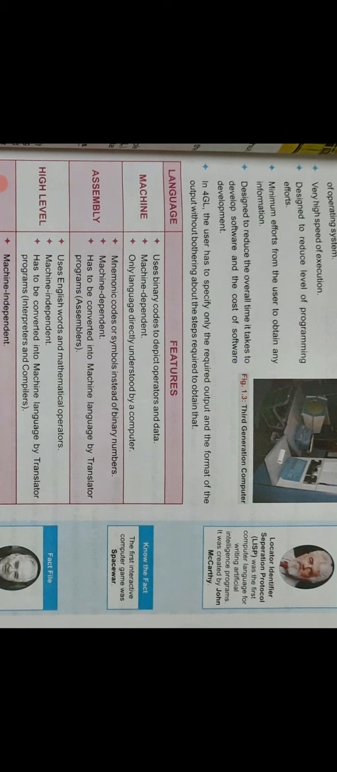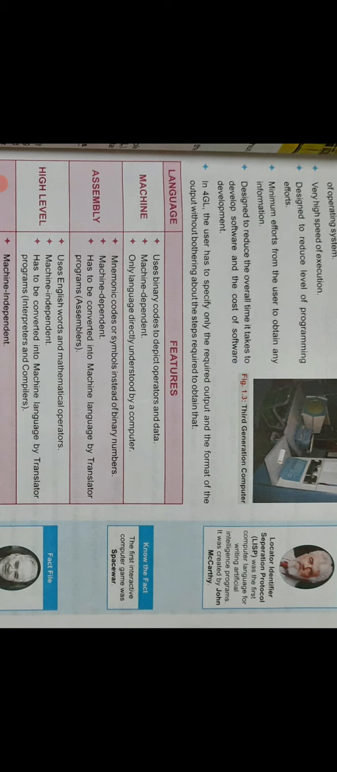Okay. Next, what do we have? True false. Number B, true false. Number 1. Machine language is the only language which a computer understands. Is it true or false? Yes, it is true. Number 2. Machine language uses mnemonic codes. Is it true or false? False. Mnemonic codes are used in assembly language. So it is false.